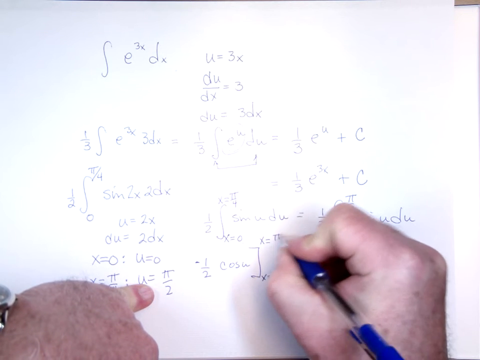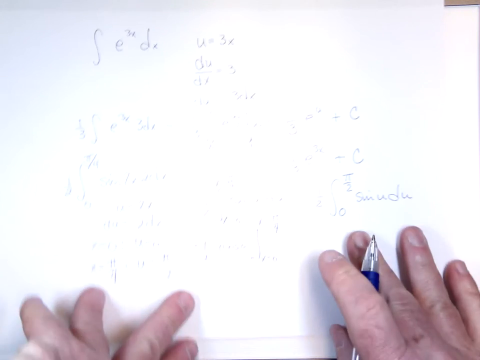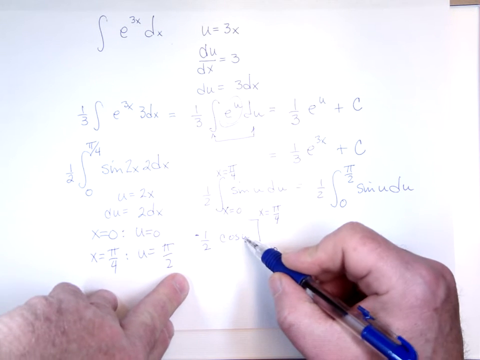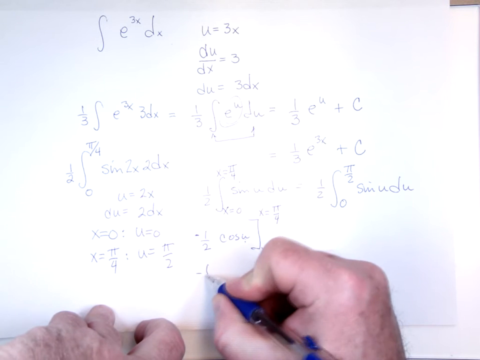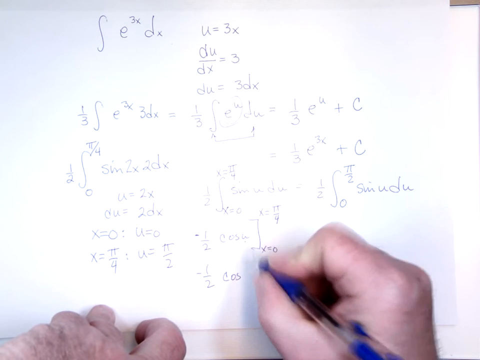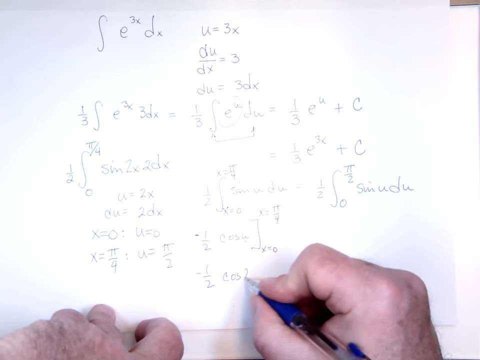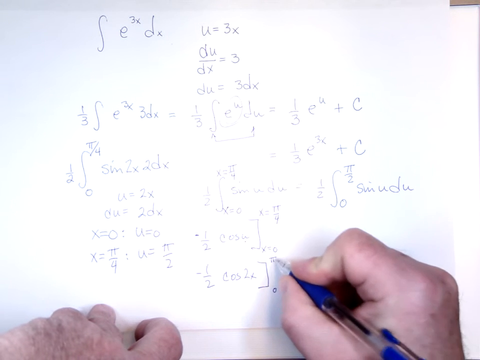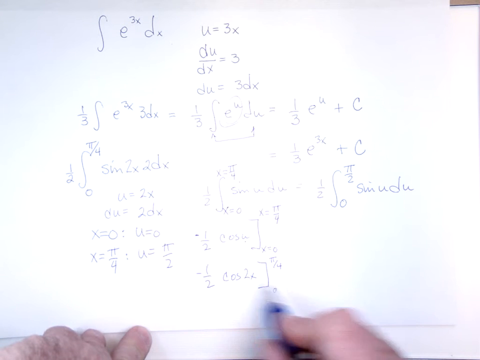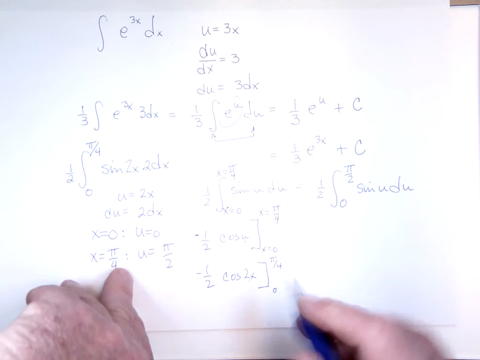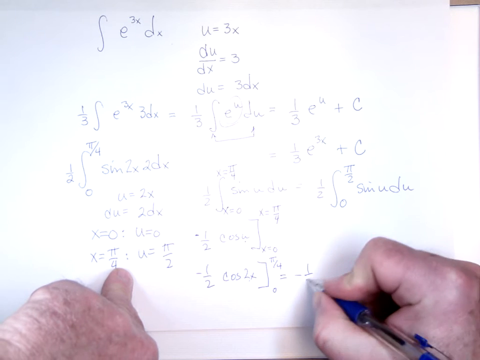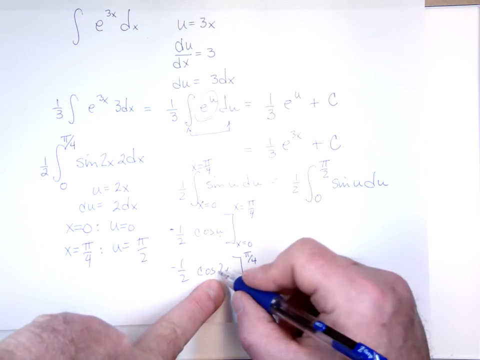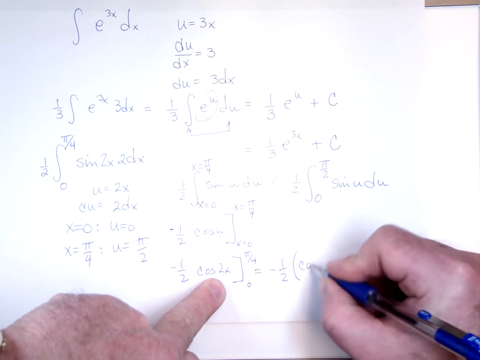And if I'm going to keep these x limits, I'm going to have to get u back to x. What's u equal to? U is equal to 2x. Thank you, Melissa. Now my limits agree with the variable. Let's substitute in. Cosine of 2 times pi over 4, that's the cosine of pi over 2, minus the cosine of 0.